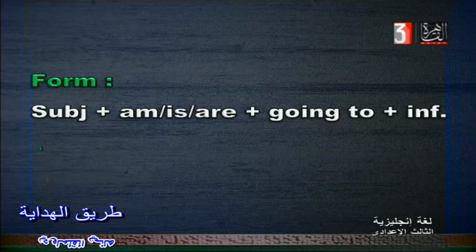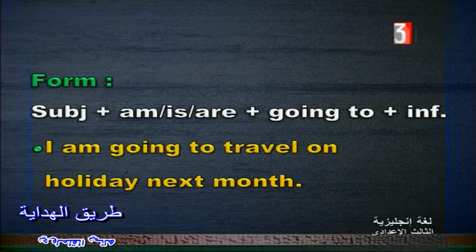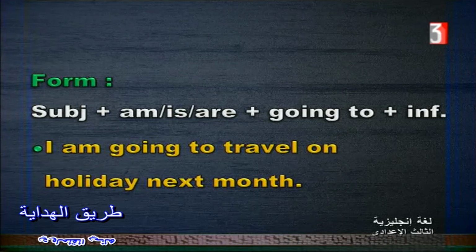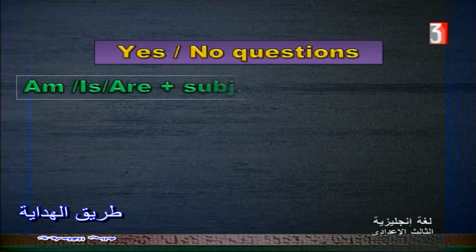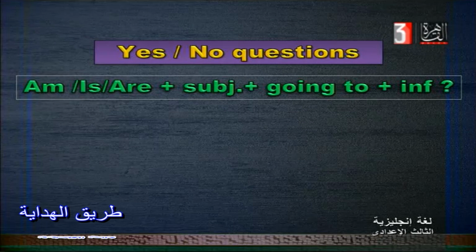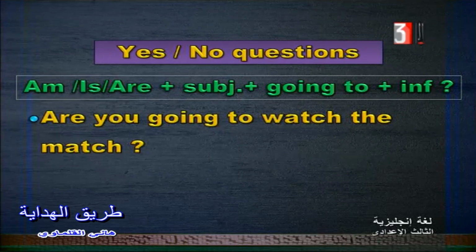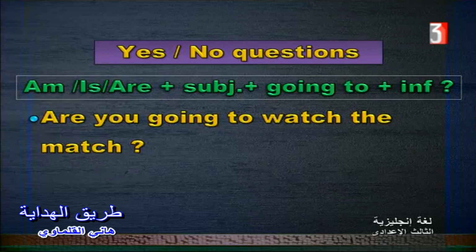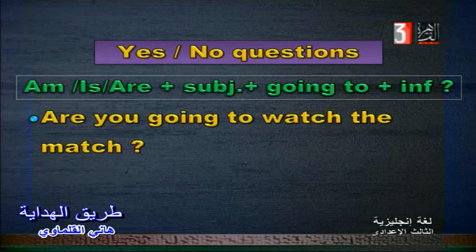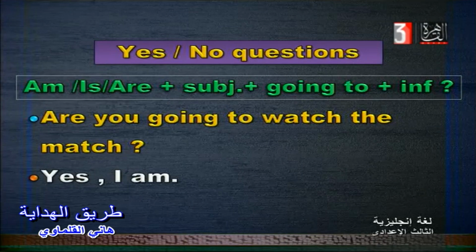Here we have a yes or no question. سؤال بمعنى هل. So we should start with the helping verb. The helping verb here is am, is, or are, followed by the subject, going to, plus the infinitive. For example, are you going to watch the match? So what is the answer for this question, my dear students? Of course, you in the question will turn to be I. So we should say, yes, I am, or no, I am not. Of course, you are smart. If you change the subject here to she, I should start with is, okay?